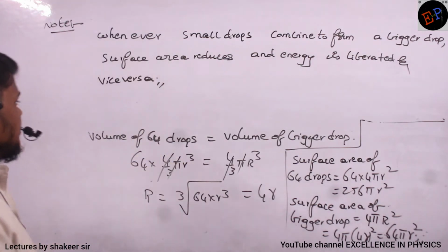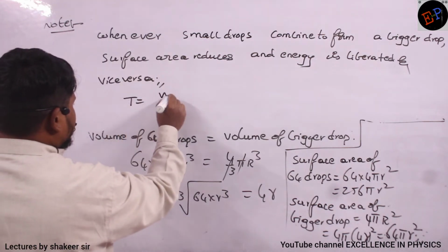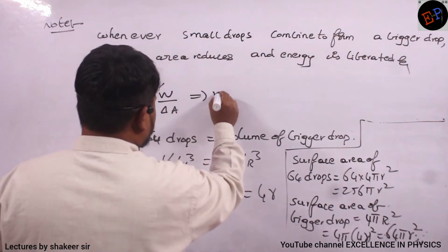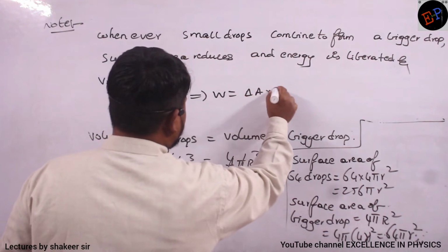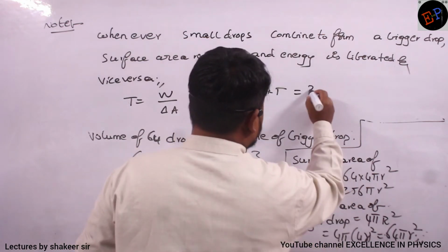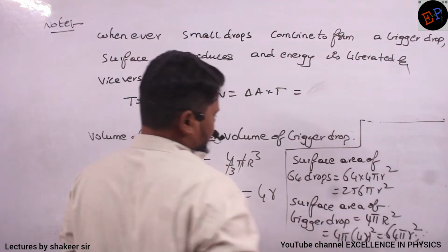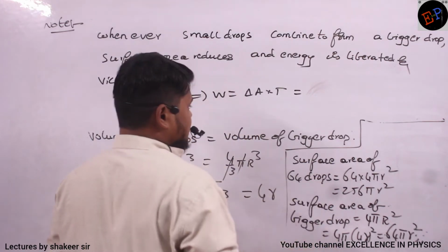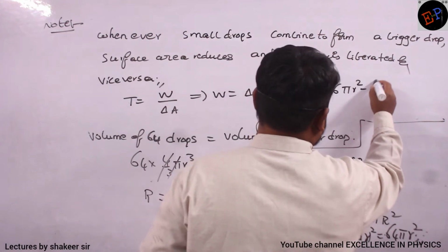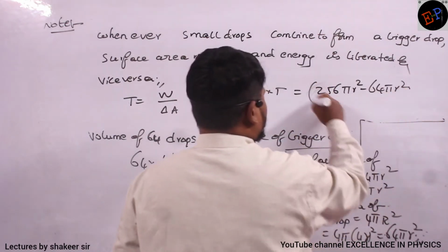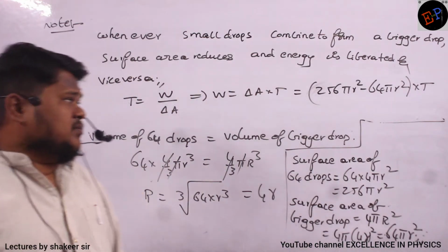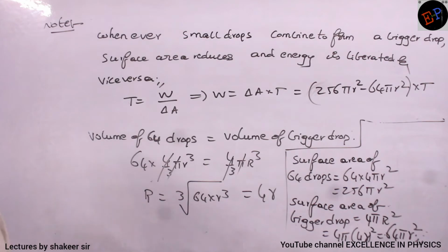Energy released, no? So surface tension is nothing but work done divided by change in area. So work done is nothing but delta A multiplied by T. This is the energy released. So change in area: the final area is how much? Any value you can write because we want only the change. So 256 pi r square minus 64 pi r square, multiplied by surface tension. Clear? So this is the amount of energy which is released.